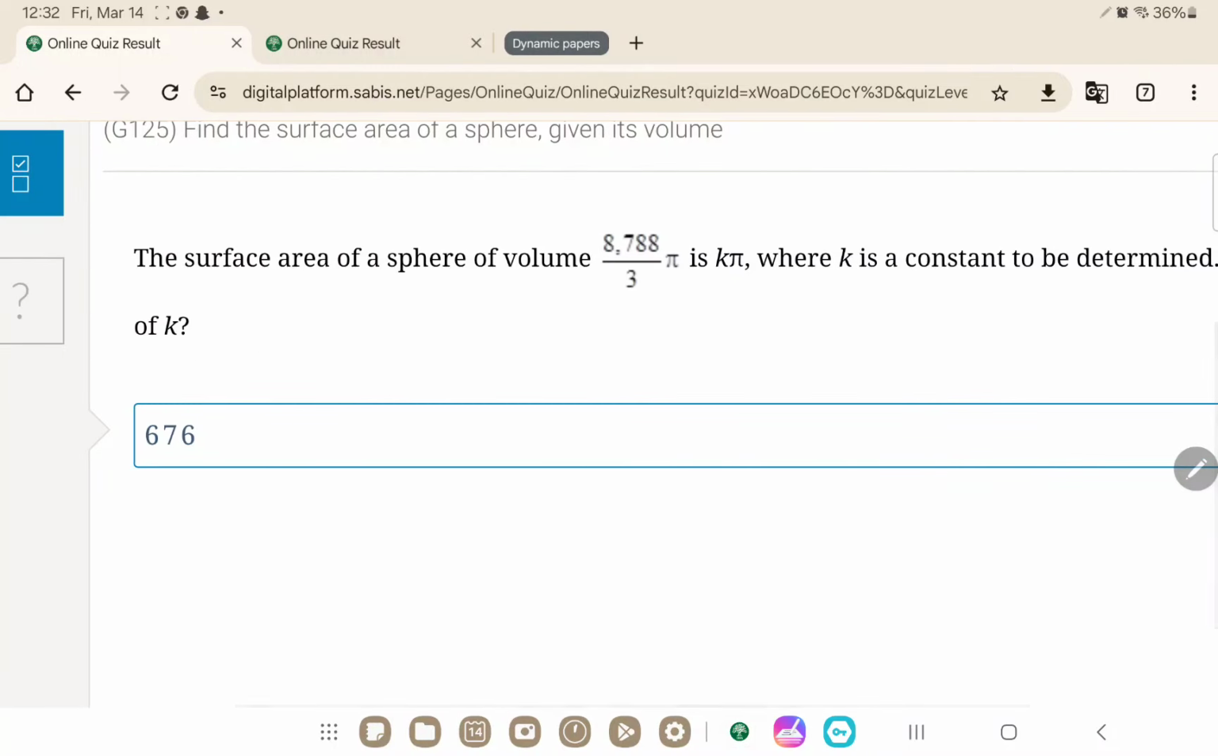Next question, they're asking us the same thing, but they want the surface area. So we need to know two formulas. Volume is 4 over 3 pi r cubed.